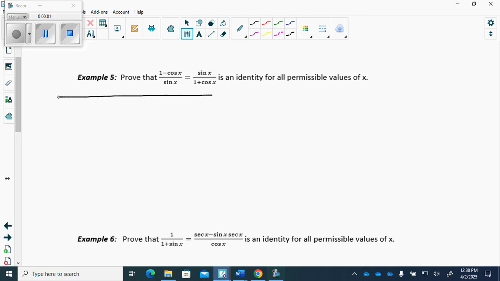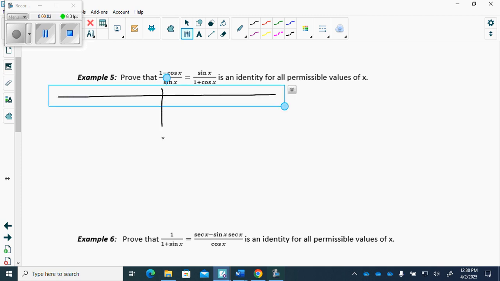table. And we have an LS, and we have an RS.